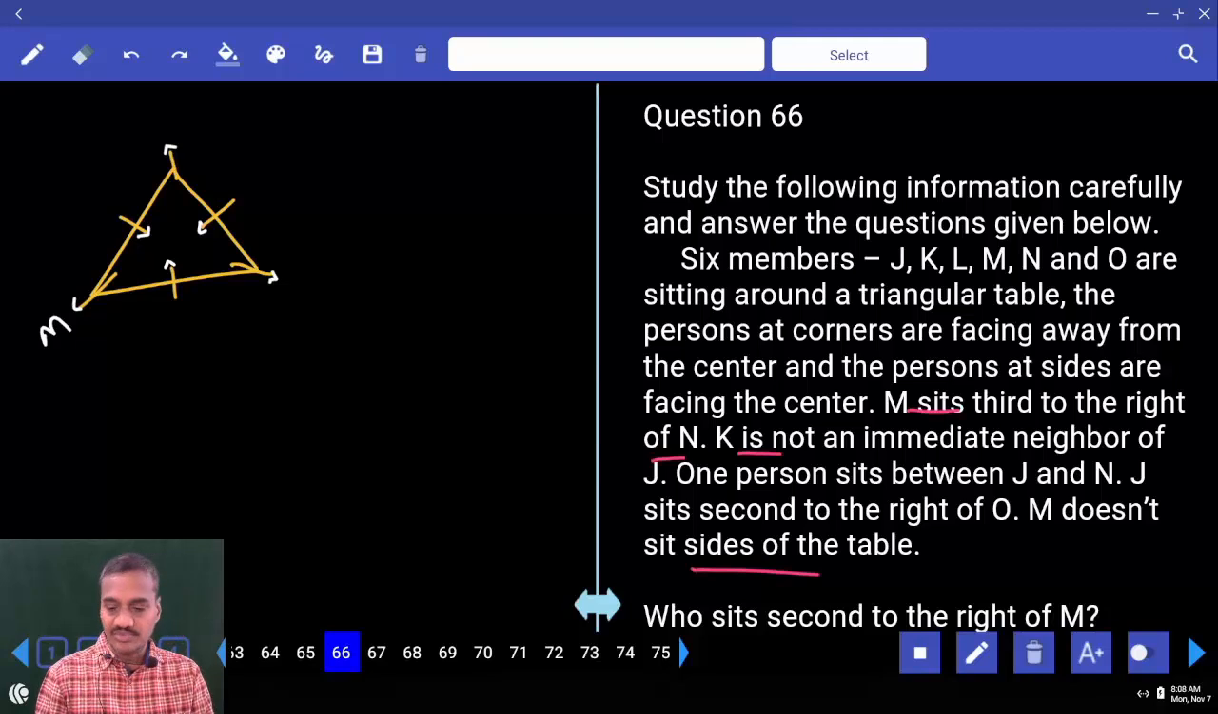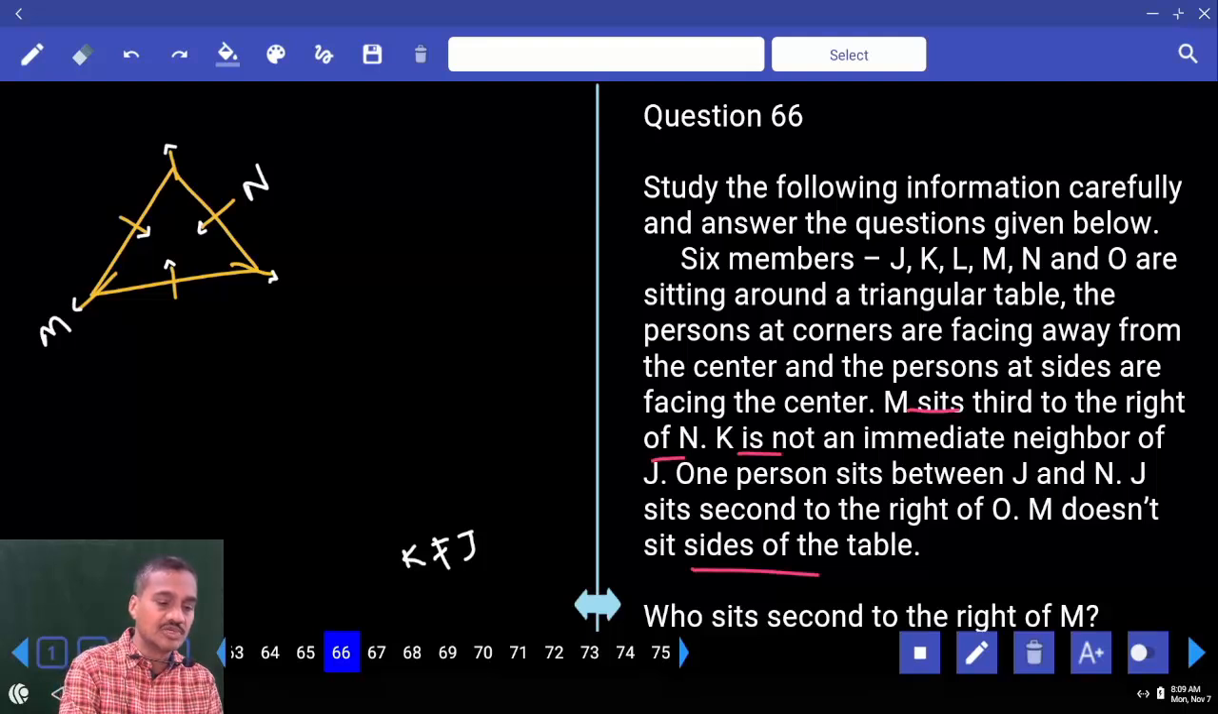Then, if M is at this corner and M sits to the right of N, then N must be at this place. K is not an immediate neighbor of J, so K and J are not adjacent to each other. And one person between J and N. Hence, how many possibilities do we have? 2 possibilities. J can be here or J can be here.